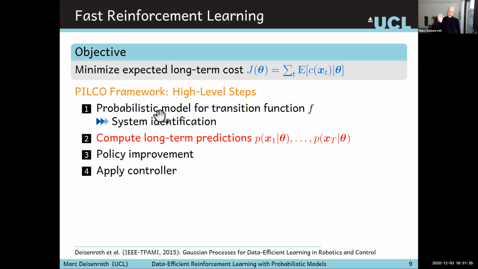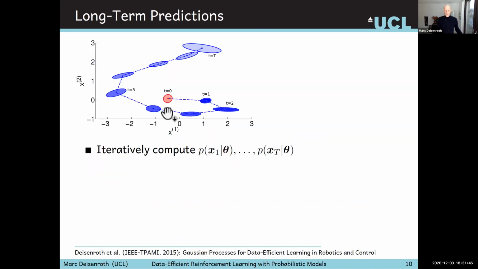So assume we now have this probabilistic model, this Gaussian process. Now let's think about how we can use this model to make long-term predictions. What we are looking at is the situation here. We start off at time step 0 with an initial state distribution, and then we iteratively propagate this uncertainty through the Gaussian process to get state distributions at time step 1, 2, 3, 4, 5, up to the final time step, capital T.